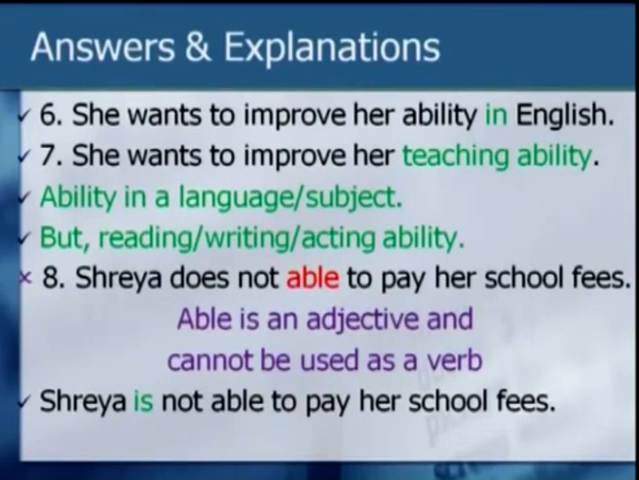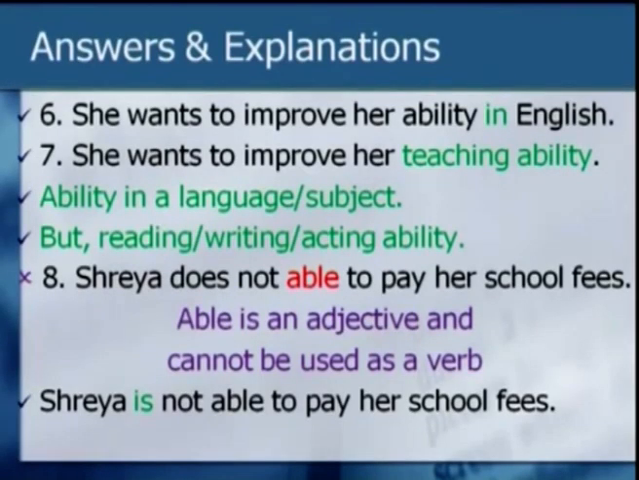Whereas, look at the second one, she wants to improve her teaching ability. So the normal expression is not ability of teaching. So the activity goes before and determines the word ability. So you have reading ability, her reading ability is remarkable, writing ability. So apart from being a good speaker, she also has a great amount of writing ability, acting ability. So you do not say ability of acting, it is acting ability. So you see the difference. So when you use it in terms of language or subject, then only you use in, and you do not use the preposition of, but you say reading ability, writing ability, acting ability.